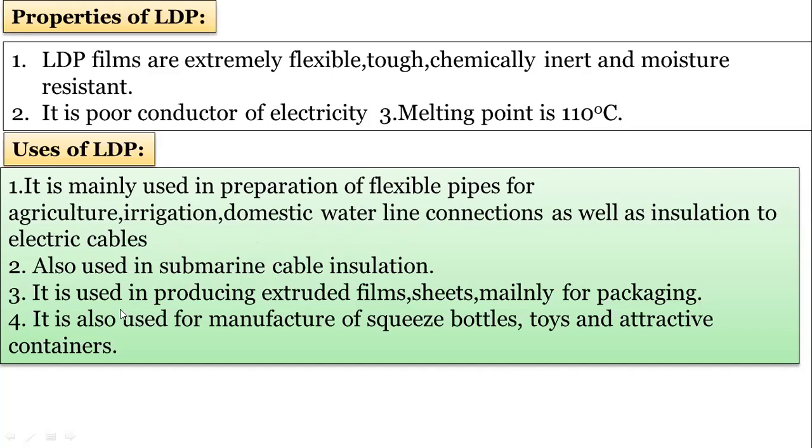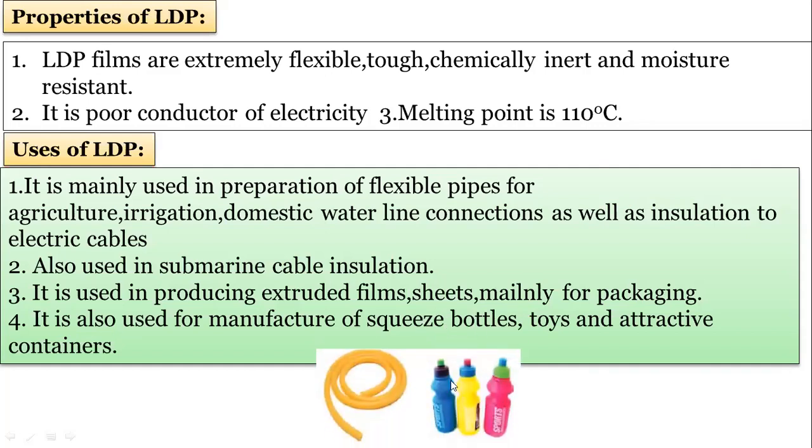Then it is also used in the production of extruded films and sheets, mainly for packaging. It is also used for the manufacturing of squeeze bottles. You know these squeeze bottles. I have also shown this picture. These are the squeeze bottles and toys and also attractive containers. So these are the low density polythenes.